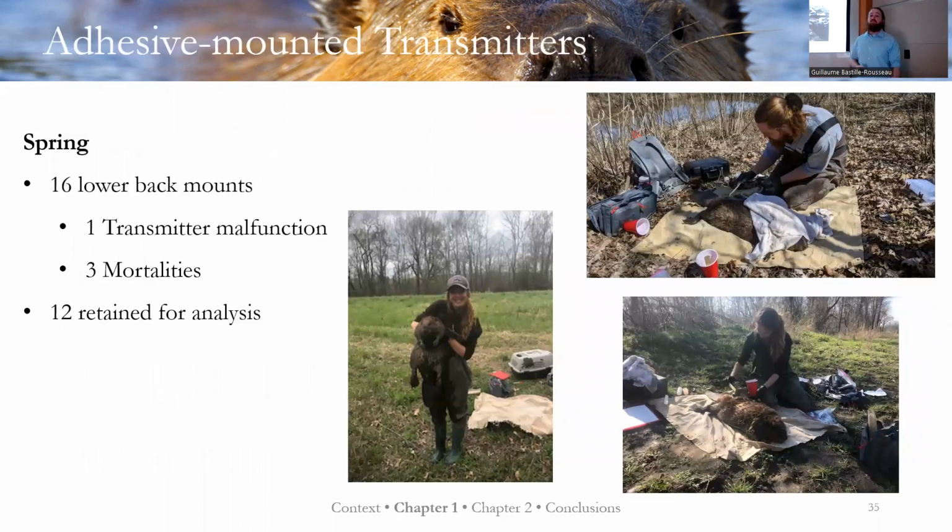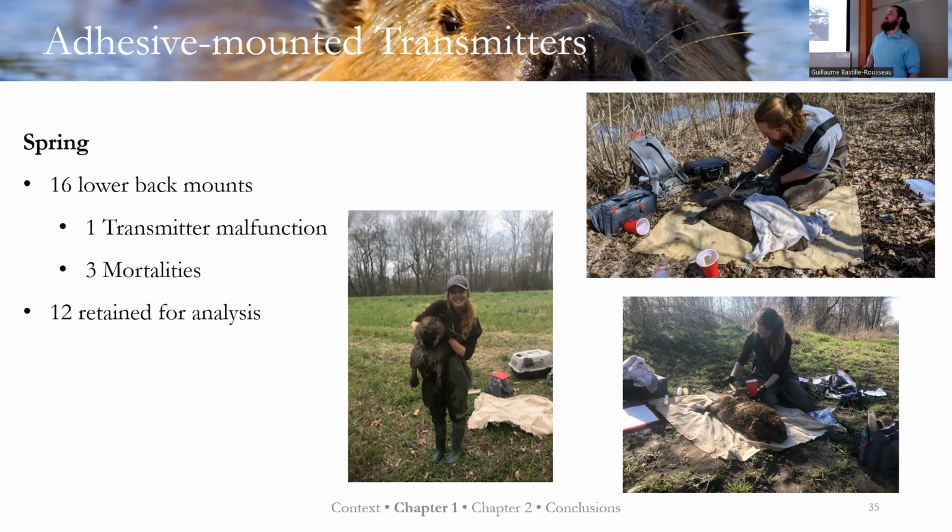So for the spring, again, we had these 16 lower back mounts. I did have 1 transmitter malfunction in this group, and then we also had 3 mortalities. This included predation by bobcat, 1 unknown predation, which honestly almost could have also been a negative interaction with another beaver. There just wasn't a lot left by the time I got there. And then we had 1 unknown mortality.